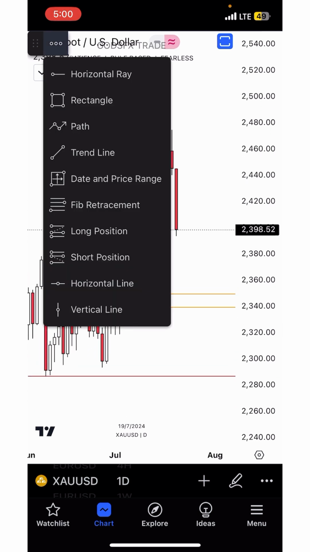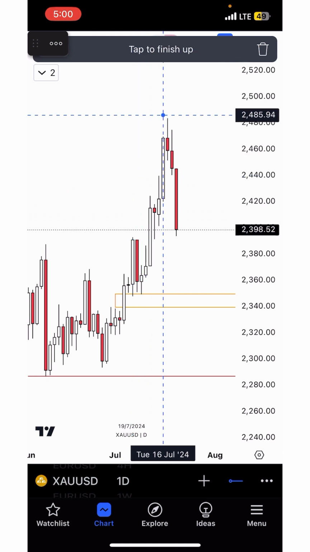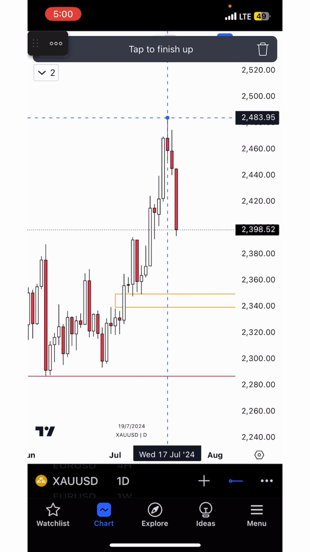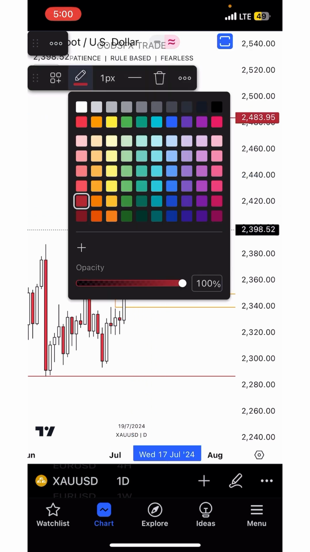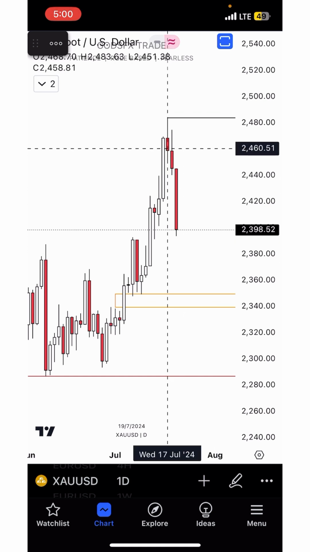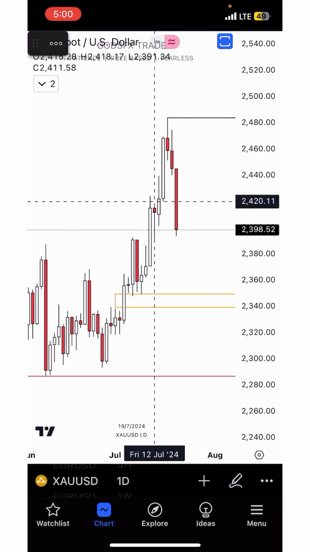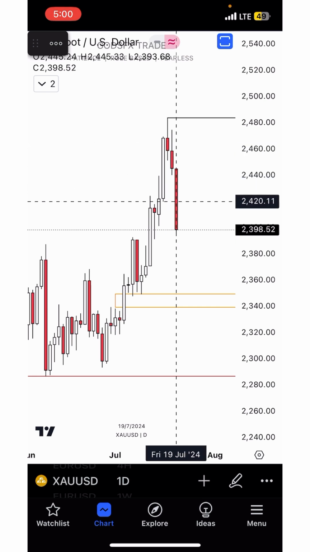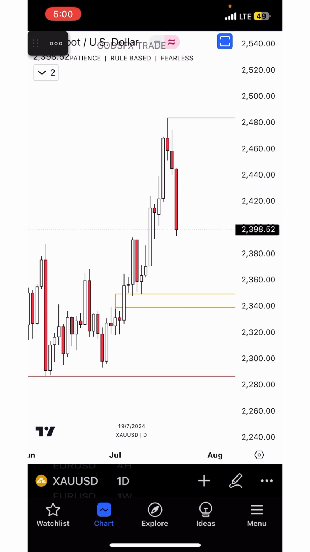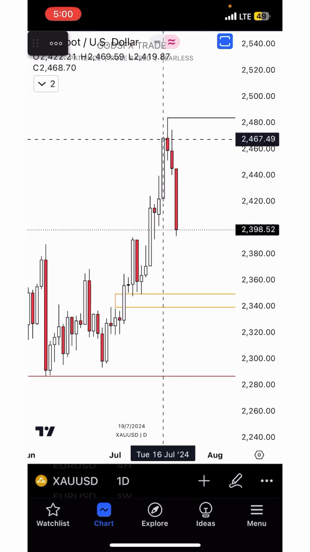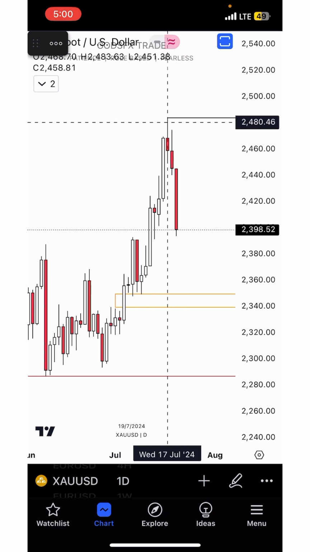So here is my daily range high. Let me use black. And this high is confirmed because you can see it already had two preceding candles on the left and also two preceding candles on the right. So this daily high is a confirmed swing high.